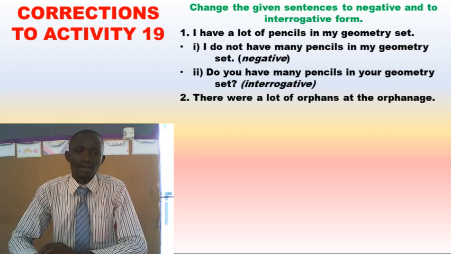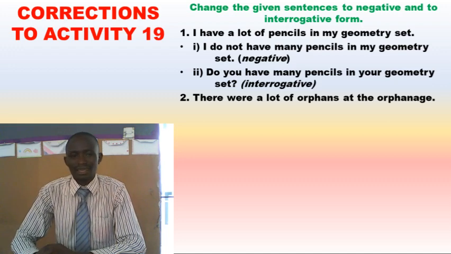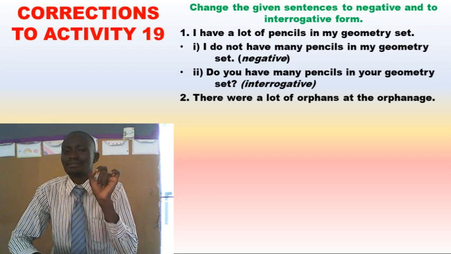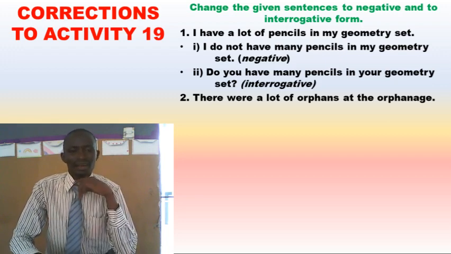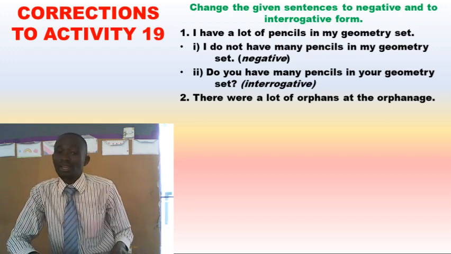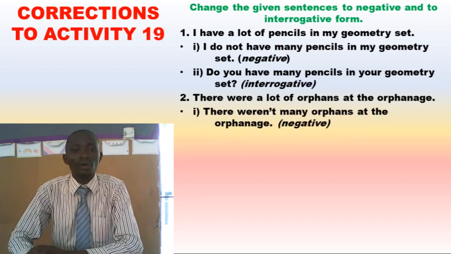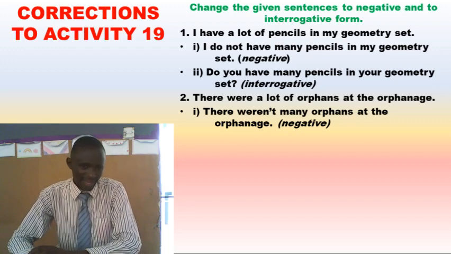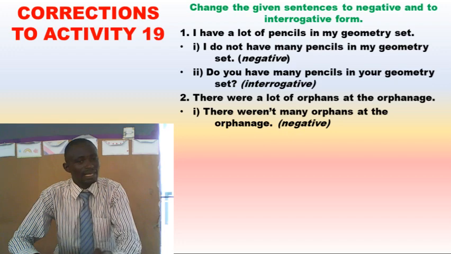There were a lot of orphans at the orphanage. A lot of is used positively in a sentence. And if you are asked to change it to a negative, a lot of changes to many, since orphans can be counted. And so the answer is, there weren't many orphans at the orphanage. I hope you got that right.